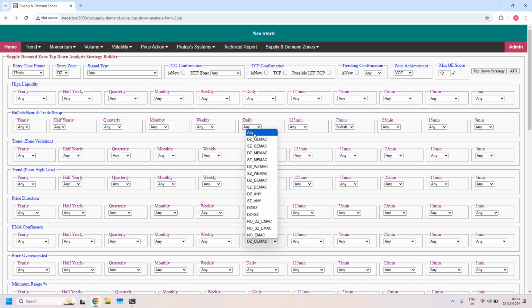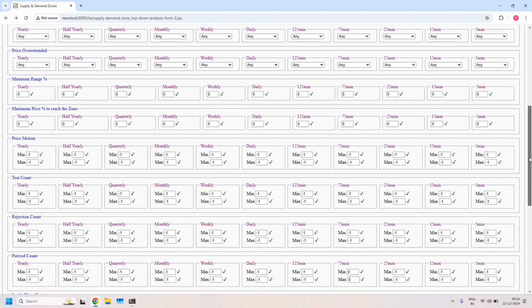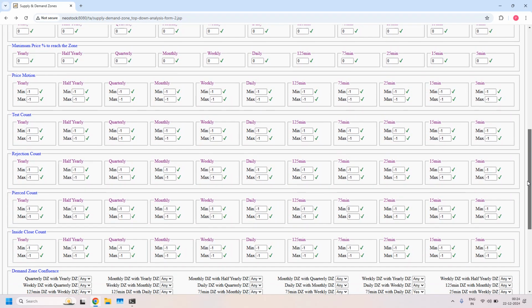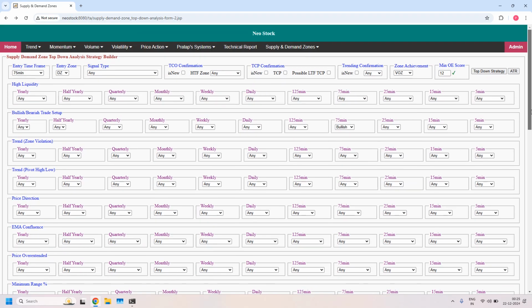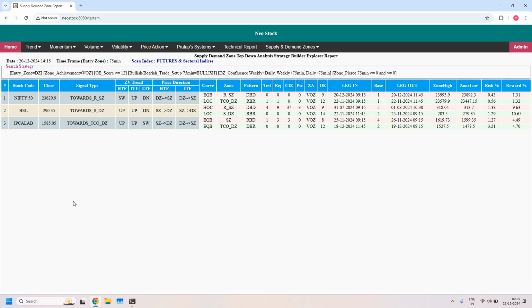I am removing this EMA filter. LTF, ITF, HTF, that is 75 minutes, daily and weekly demand zone confluence. So the first filter is already enabled, 75 with daily demand zone confluence. Next, 75 demand zone with weekly demand zone confluence. Next, daily demand zone with weekly demand zone confluence. With all the 3 filters, LTF, ITF, HTF demand zone confluence, we got 3 stocks.